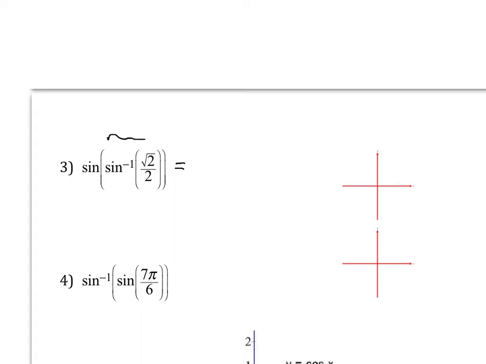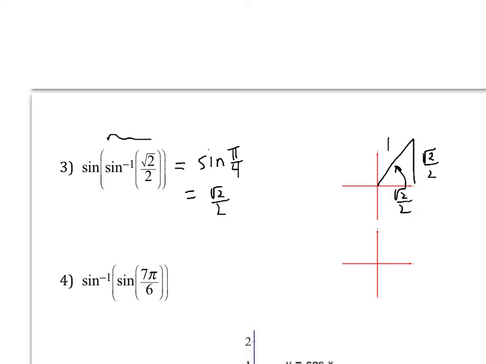Let's first find the inverse sine of radical 2 over 2. That's the angle between negative pi over 2 and pi over 2, whose sine is radical 2 over 2. So that's pretty easy. This would be radical 2 over 2. This is radical 2 over 2. This is 1. What angle is that, whose sine is radical 2 over 2? That's pi over 4. So then we just find the sine of pi over 4, and that's radical 2 over 2. In that case, it comes out to be what you started with.